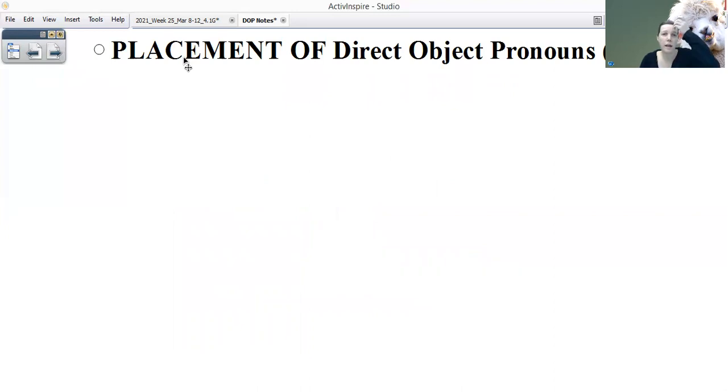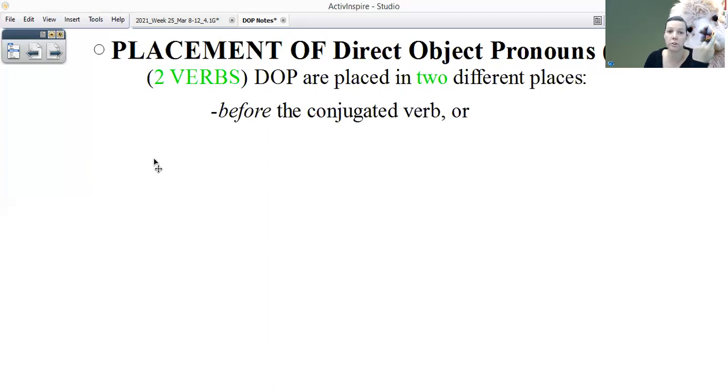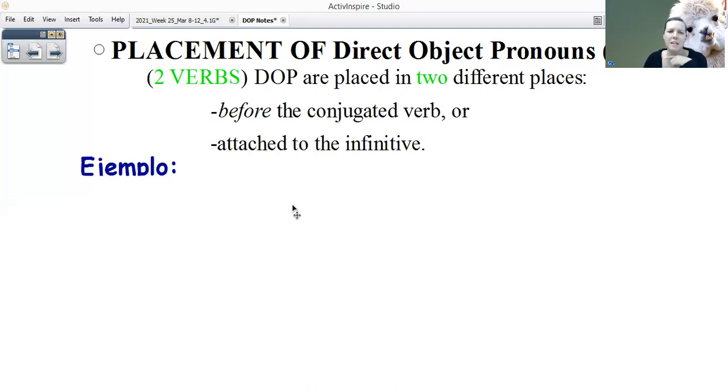So now there's a second way to place it. Okay, the direct object pronouns, sorry, if there's two verbs in the sentence, the direct object pronoun can be placed in two different places. Makes sense. Two verbs, two different places. Kind of goes together. Okay, first of all, you already learned this. We learned this before. It can go before the conjugated verb, right? Or it can be attached to a second verb, the infinitive. All right, let's see some examples of that.